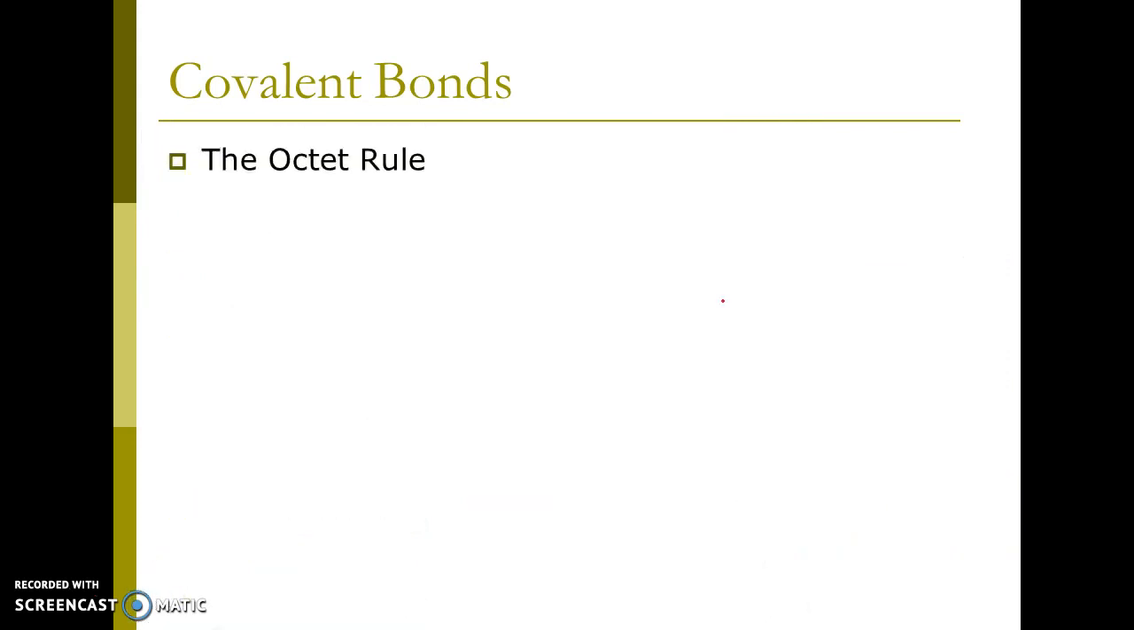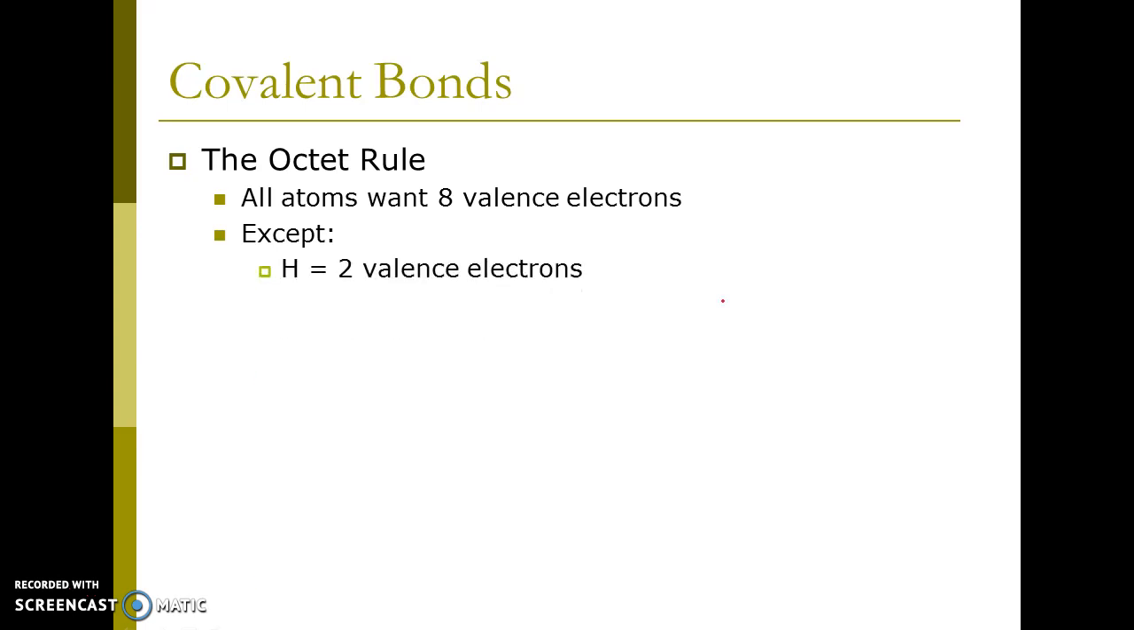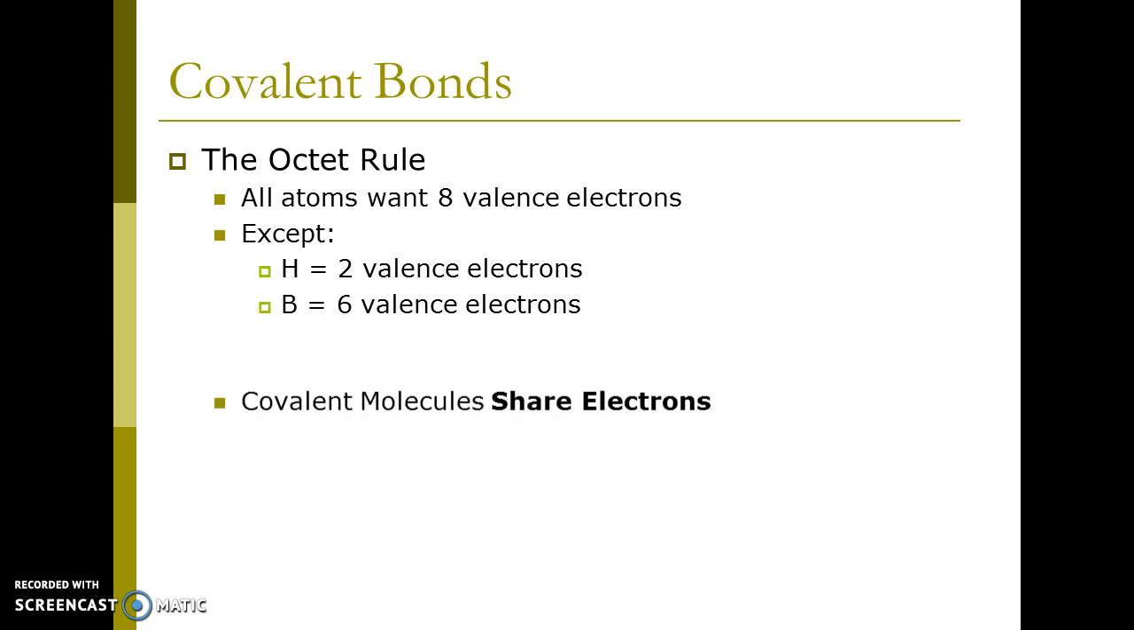So we've talked about the octet rule in our previous videos. Remember that the octet rule states that all atoms want to have 8 valence electrons. Of course, there are some exceptions to this rule. Hydrogen will only have 2 valence electrons because it's so teeny tiny that it cannot hold any more than 2. And then we have boron. Boron can hold 6 valence electrons.